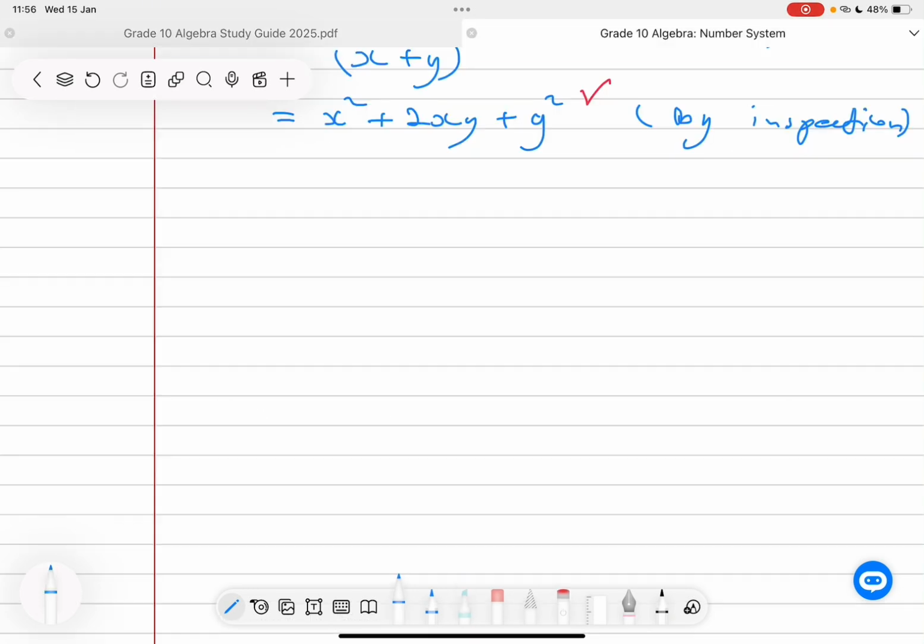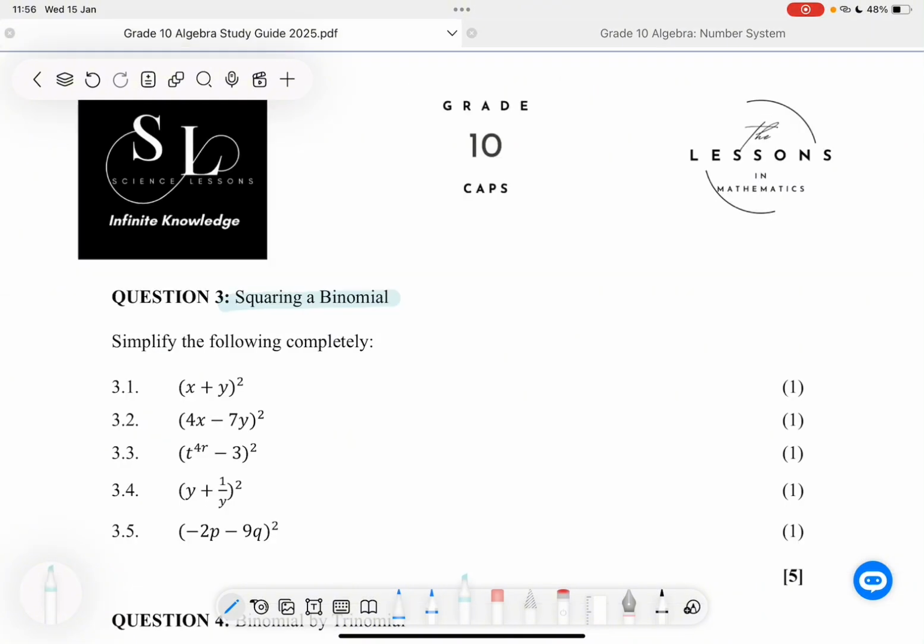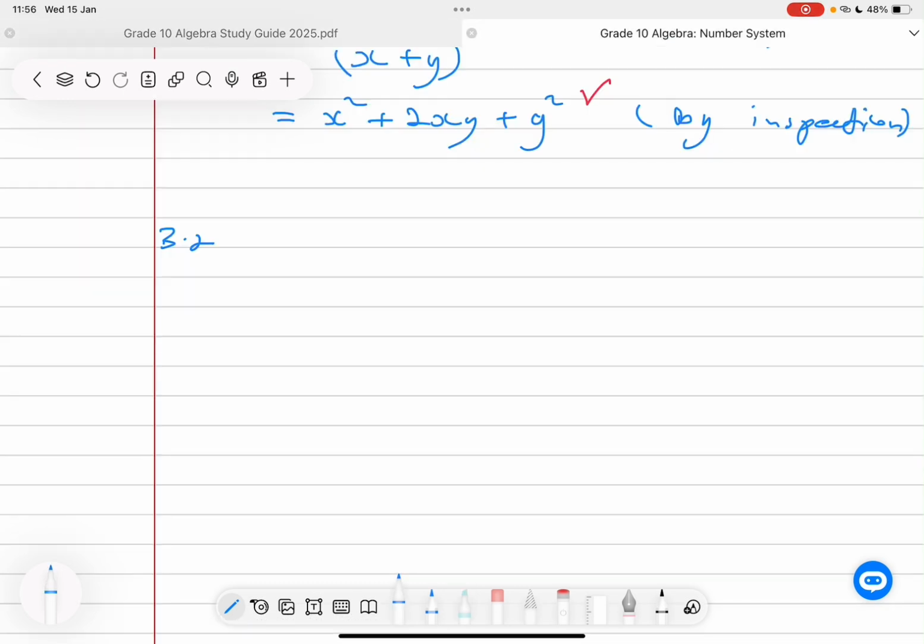Now question 3.2, we are given the square number of 4x minus 7y. So we have a square number of 4x minus 7y. Again, to solve this problem, you have to realize that a square number means that I'm having 4x minus 7y multiplied by itself.